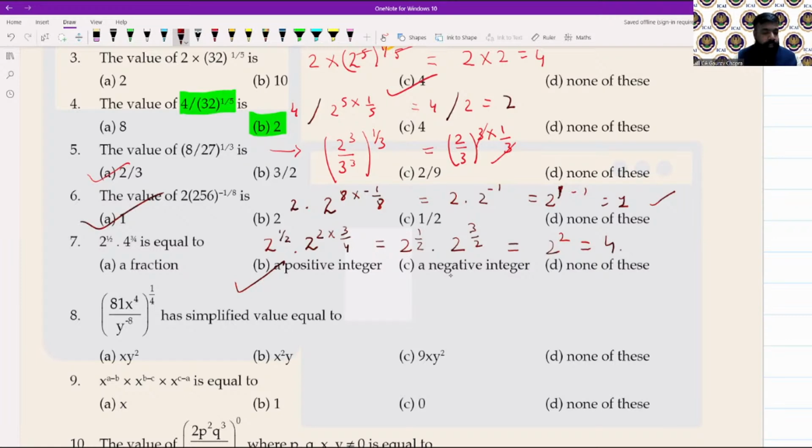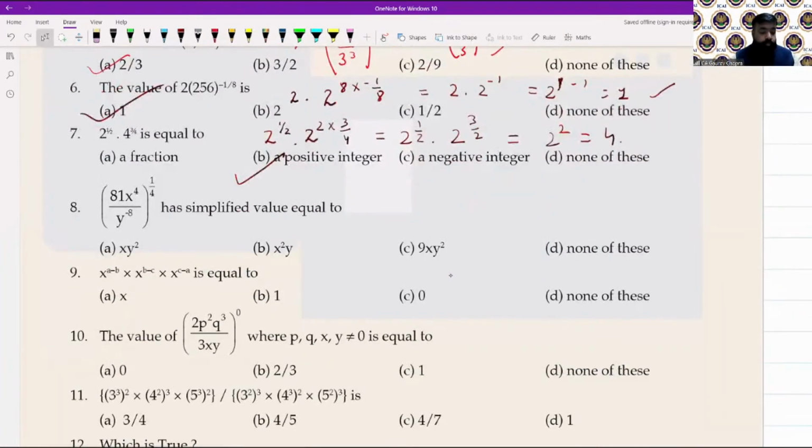Okay, Bharat is saying negative integer. See Bharat, it is positive and not negative because all the signs are positive, and then we have added the power and we are getting the number 4. So the result is not negative, the result is positive. That is why it will be option number B, a positive integer. Yes.